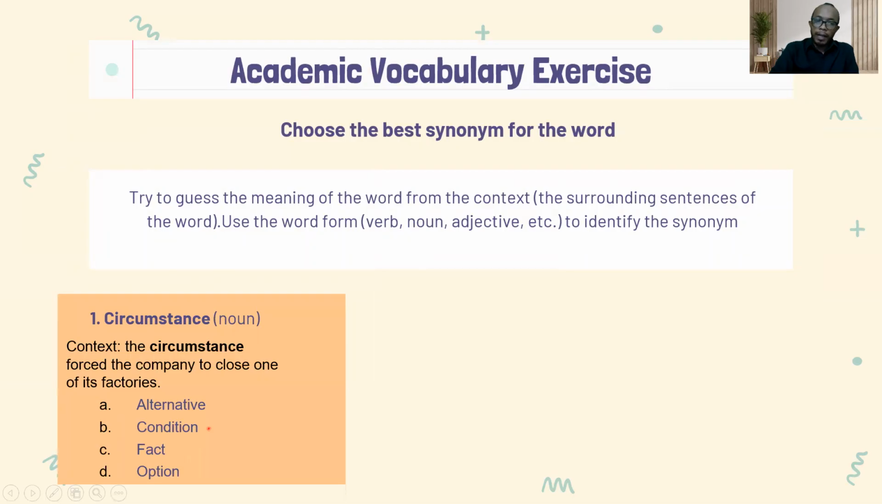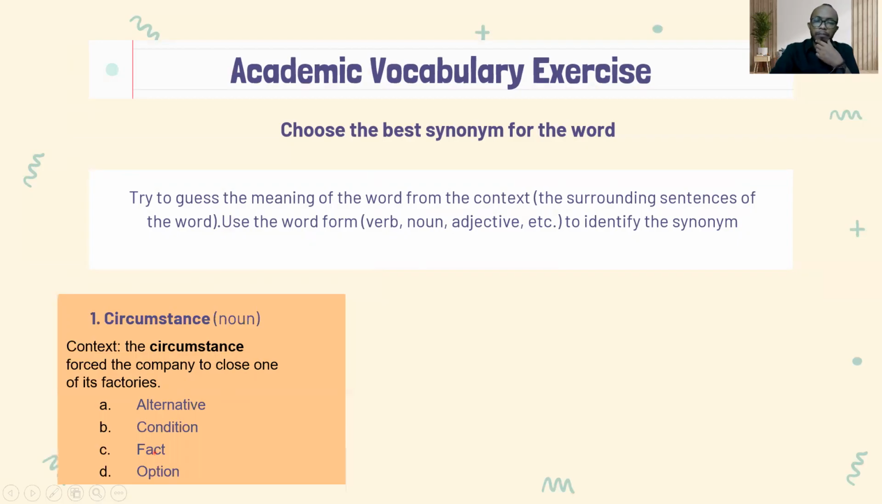B, condition, is a noun. Words ending with the suffix "ion" are usually nouns. Fact is also a noun, and option is also a noun. So which do you think is the correct one? B, C, or D? Now, let's still take a look at the context to help us guess the meaning. The circumstance forced the company to close one of its factories. So this thing makes a company close one of its factories. What can possibly make a company close their factory?